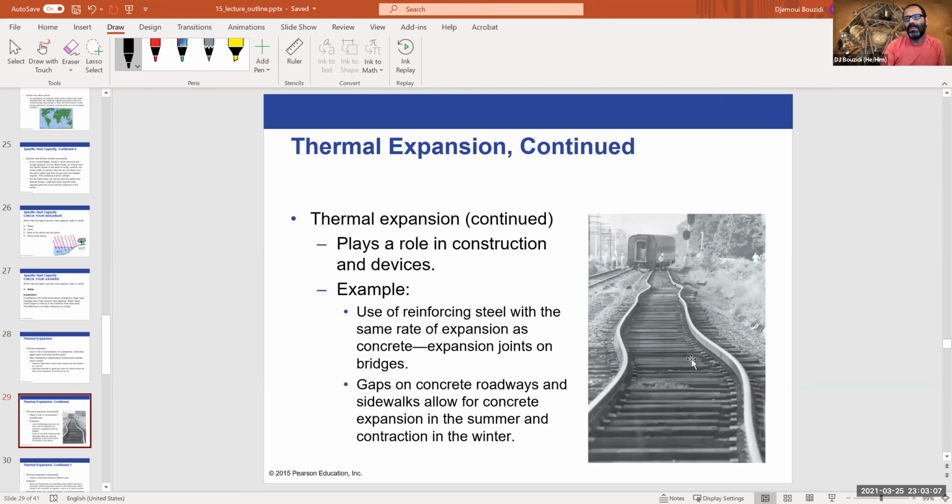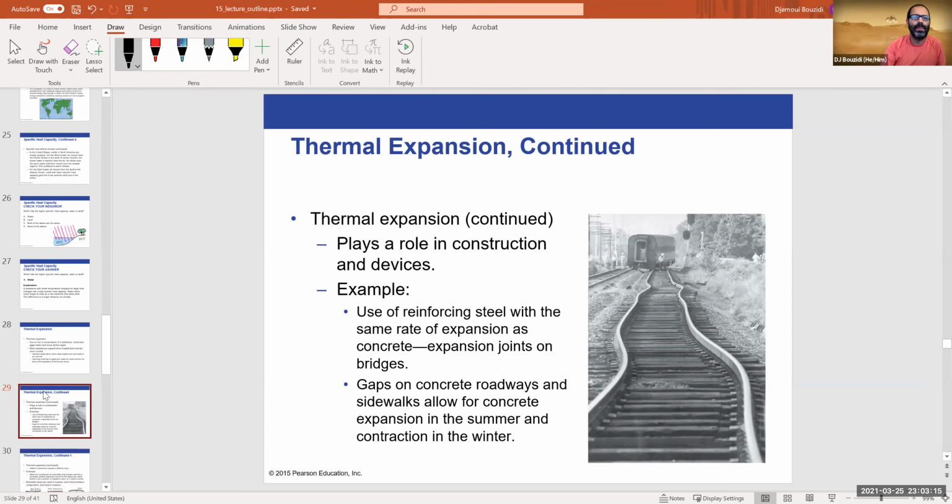This is an example of a buckling of a road in this case. Look at the train, the poor train, because of high temperature. Seems like somebody didn't do his homework or her homework.